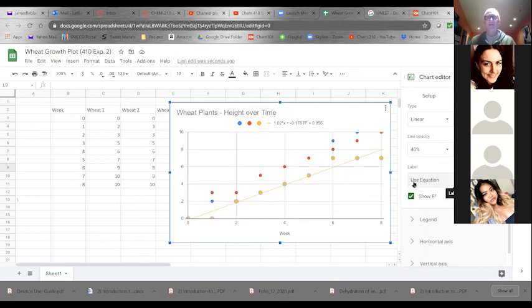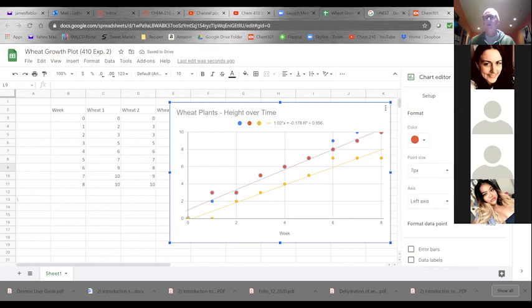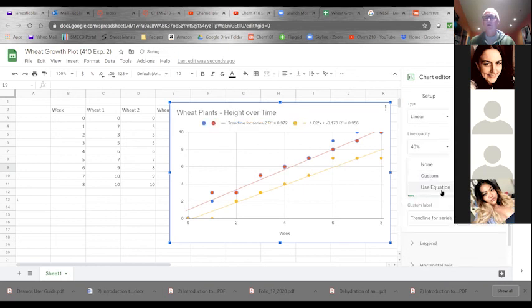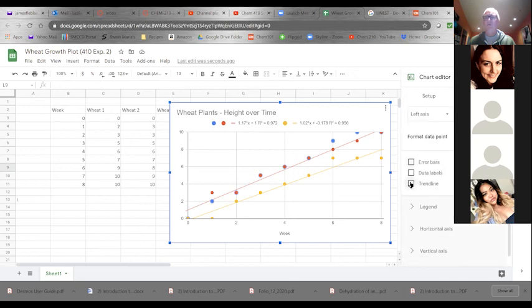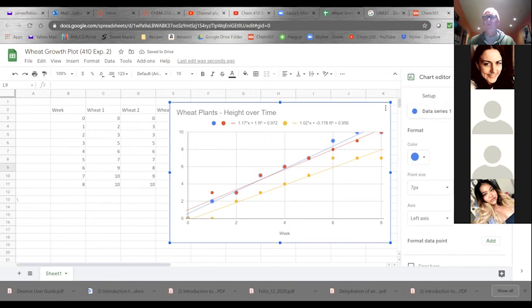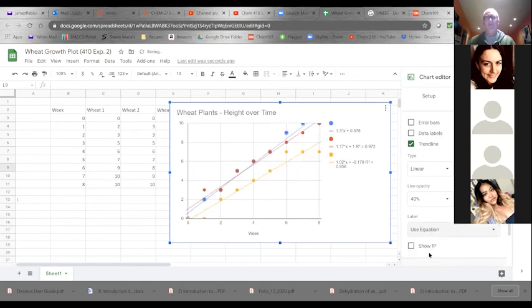And just do the same thing for the other two. So select that one, series. We want the trend line. We want the R squared, and we want the equation. And the same with the first group. We want the trend line, and we want the label of the equation. So now we have all three.